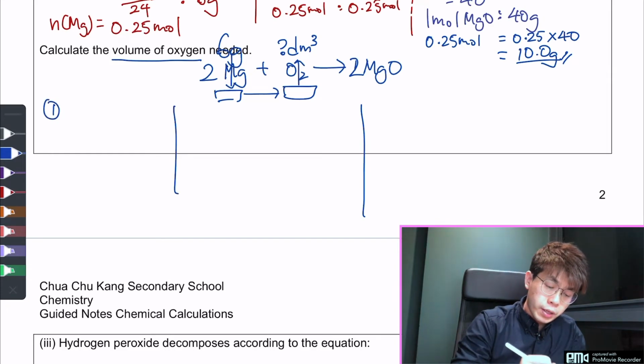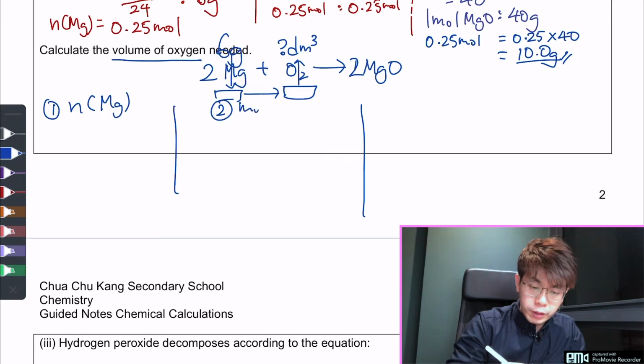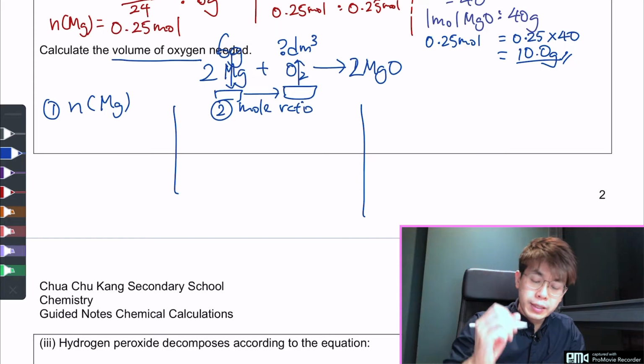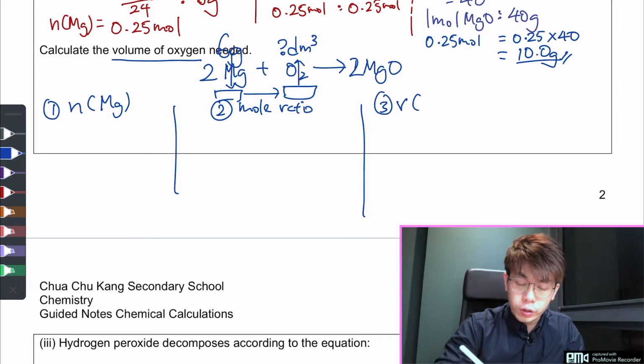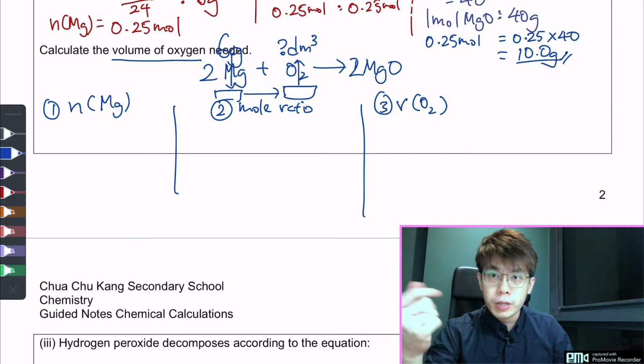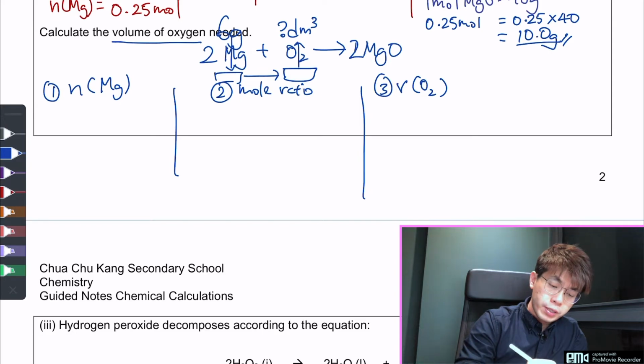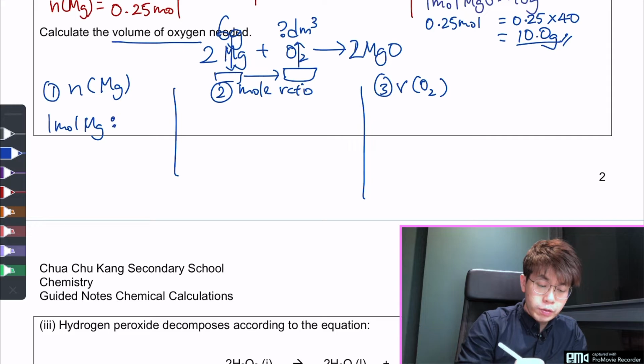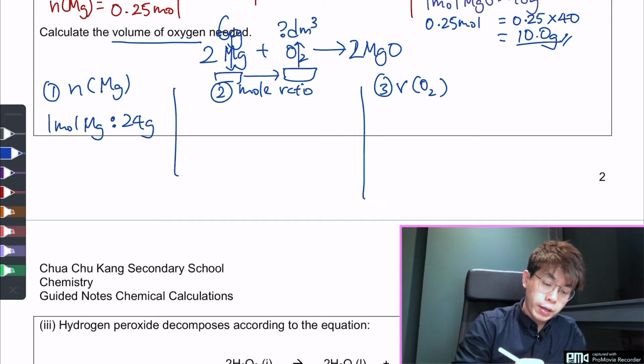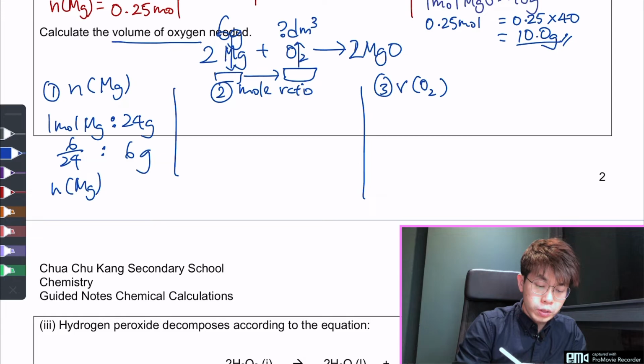Step 1, I want to find the number of moles of Mg. After that, step 2, I want to find the mole ratio. And then the last step is different: I want to find the volume of oxygen. Remember the magical number 24, the molar volume? Let me quickly do the first step, which we have already done. 1 mole of Mg is equivalent to 24 grams. Now I have 6 grams, so that is 6 divided by 24, so the number of moles of Mg is 0.25 mole.